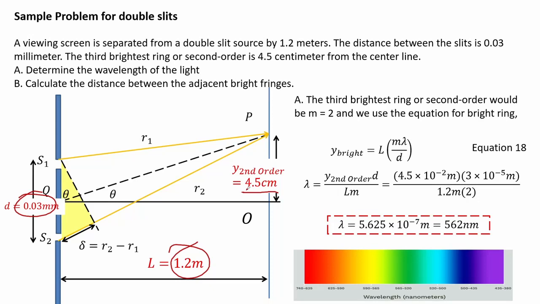For letter A, the third brightest ring, or second order, would be m equals 2, and we use the equation for bright rings, equation 18. After substituting the known values, we obtain the wavelength of light, which is about 562 nanometers. This value is around a yellow or yellow-greenish color.